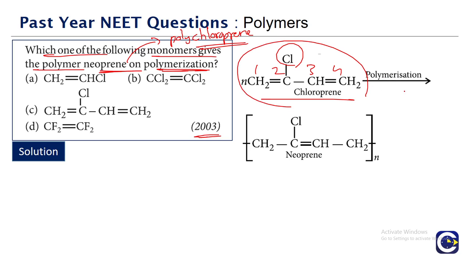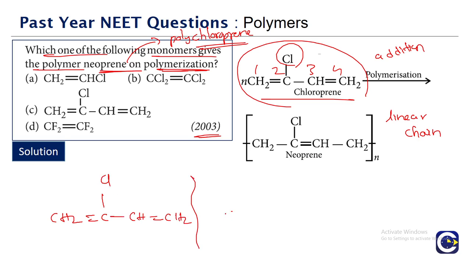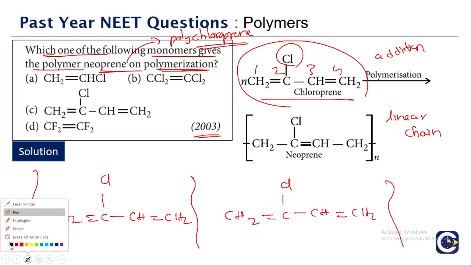When it undergoes addition polymerization, this is also addition polymerization, it will give us the linear chain of neoprene or polychloroprene. How this gets formed, we have already seen in one of the previous questions, but we'll anyway look at it now. So CH2 double bond CCl, CH double bond CH2, this is one unit. We'll take another unit, CCl, CH double bond CH2, like that. So this will keep repeating. So we see the addition bonds being formed between the monomer units.